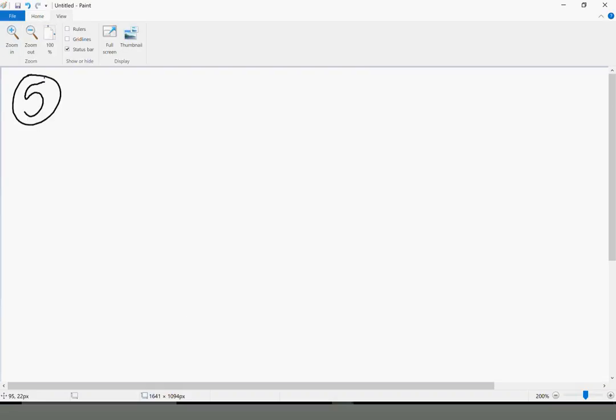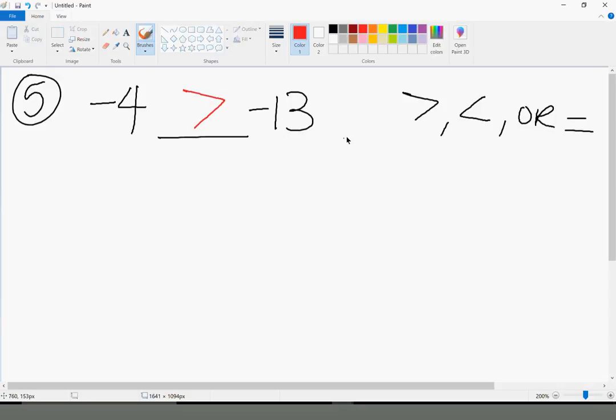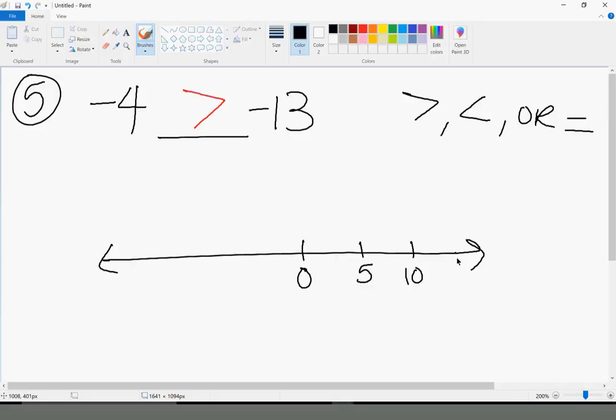Okay. Number 5. So we're going to compare numbers. So we have -4 compared to -13. And we're going to enter greater than, less than, or equal to in the box. So -4 is actually greater than -13. Because if you were to put that on a number line, so positive values, say this is 0. Let's say this is 5, 10, 15, right? So positive integers, as you get bigger, the actual integers get bigger.